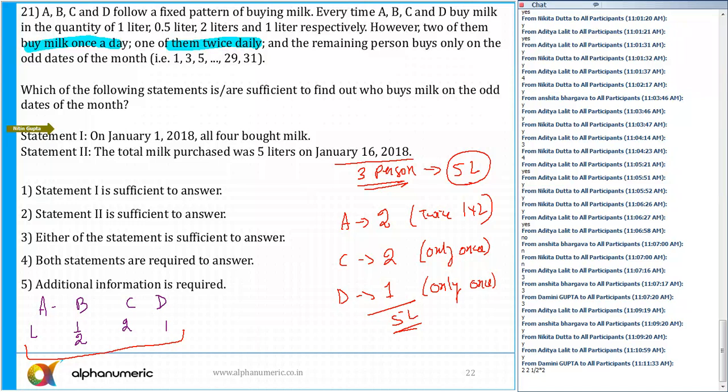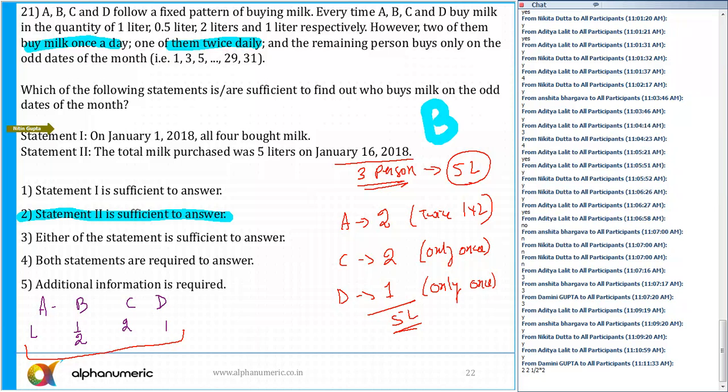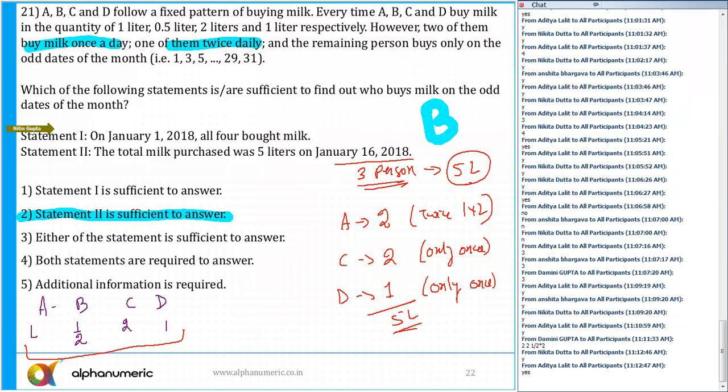So who buys the milk on the odd date? The fourth person, that is B. So the correct answer is statement 2 is individually sufficient. So is that clear to all of you? Damni, Aditya, Nikita. Okay, so B bought on odd days.